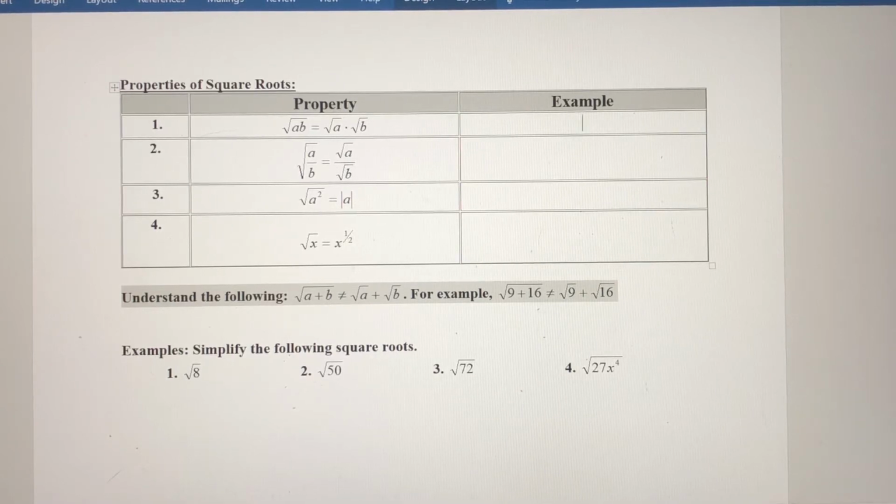In this video, we're going to go over the properties of square roots, and I'm going to go over quite a few examples, all right? This is probably going to be one of the longer videos that you have during the school year, just because of the number of different examples that we need to go through, okay?